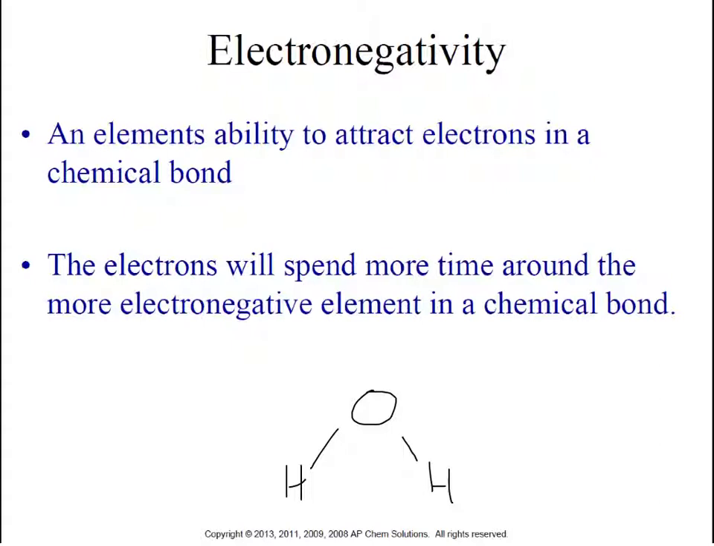Now, we use the term "share" very loosely. As it turns out, oxygen is much more electronegative than hydrogen, which means that it has a stronger ability to attract electrons. That means the electrons that are supposedly being shared between hydrogen and oxygen are actually spending more time around the oxygen. So the electron density is higher up here. Electrons spend more time around oxygen because oxygen has a stronger pull, and it's more electronegative than hydrogen.